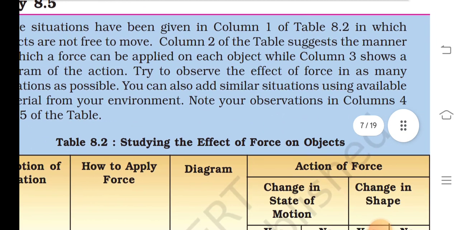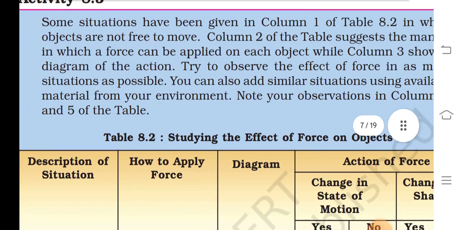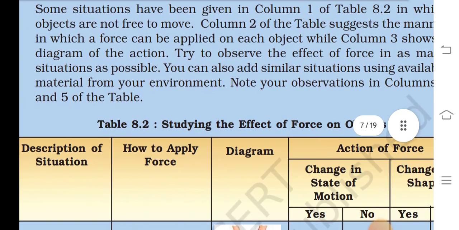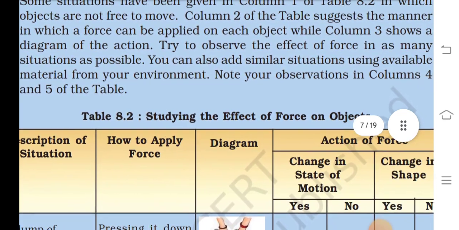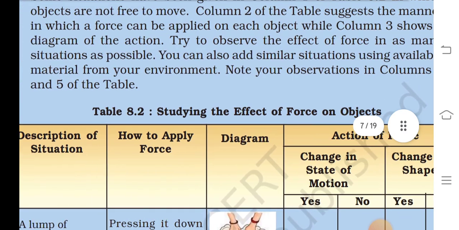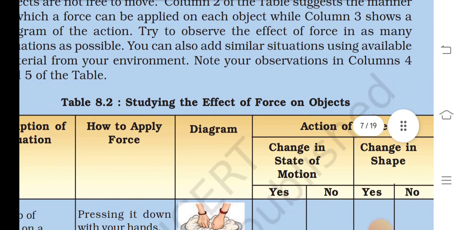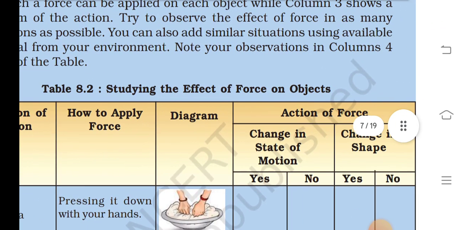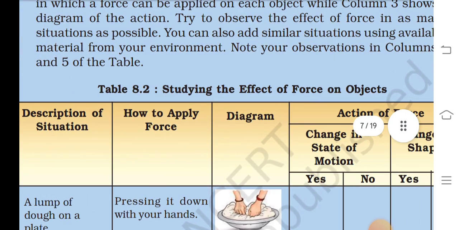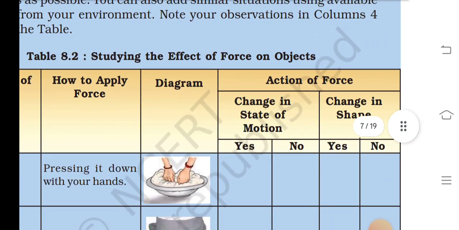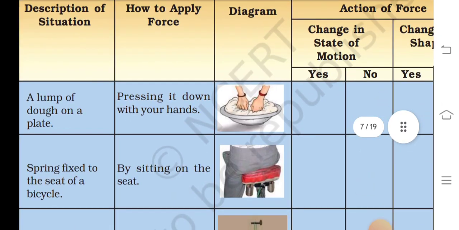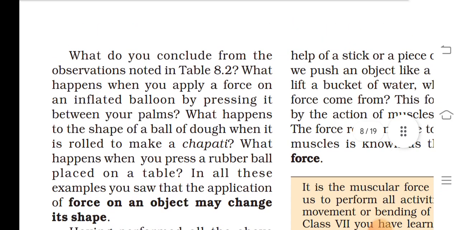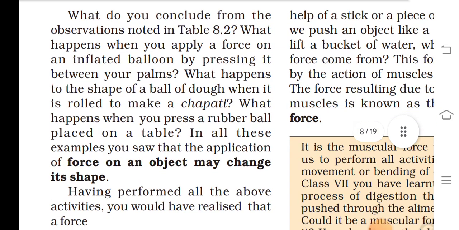Some situations have been given in column 1 of Table 8.2 in which objects are not free to move. Column 2 suggests the manner in which a force can be applied on each object, while column 3 shows a diagram of the action. Try to observe the effect of force in as many situations as possible. You can also add similar situations using available material from your environment. Note your observations in columns 4 and 5 of the table. What do you conclude from the observations noted in Table 8.2?